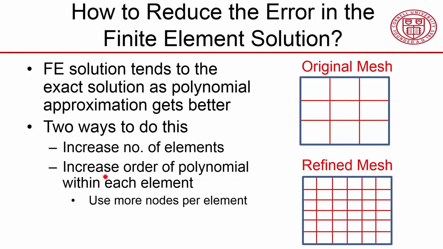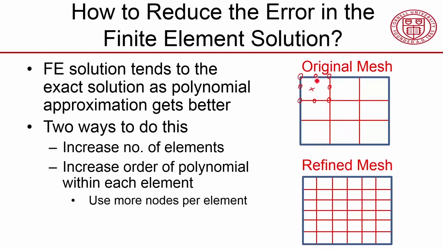The other way is to increase the order of the polynomial within each element, and you do this by using more nodes per element. In fact, the ANSYS solver, as we will see, will do that. It'll calculate the temperature not only at these locations, but also at the mid-side nodes. So if you want the temperature here, it's calculated as a weighted average of these 8 values.